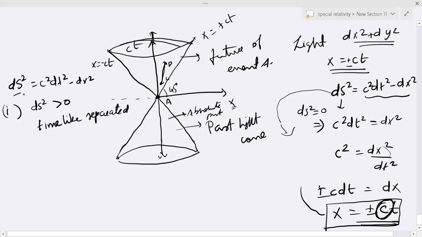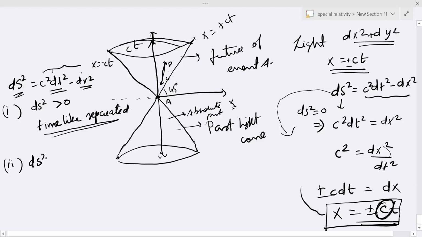So if d square is greater than 0, then you see that dt is greater than dx, right? dt square is greater than dx square because this is greater than 0. So this has to be greater than this, right? So you see that the time part dominates in this combination. The time part dominates. That's why we call these events time-like separated or a time-like interval. If d square is greater than 0, we call the interval a time-like interval, or these events are time-like separated.